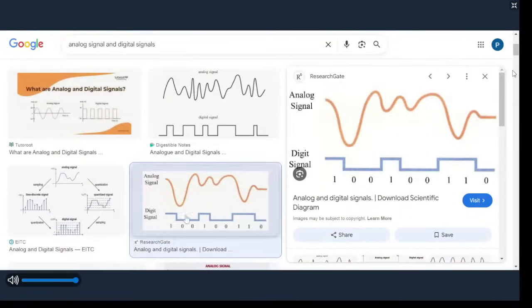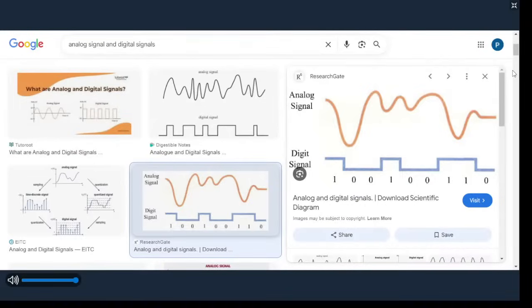When it is up, it is 1. When it is down, it is 0, 0, then 1, then 0, 0, then 1. But this will be represented in an analog signal using such a wave. So that's what we are saying. That will be the difference between analog and digital signals.